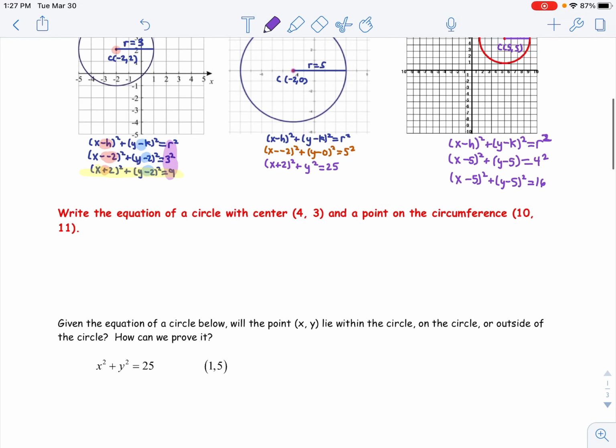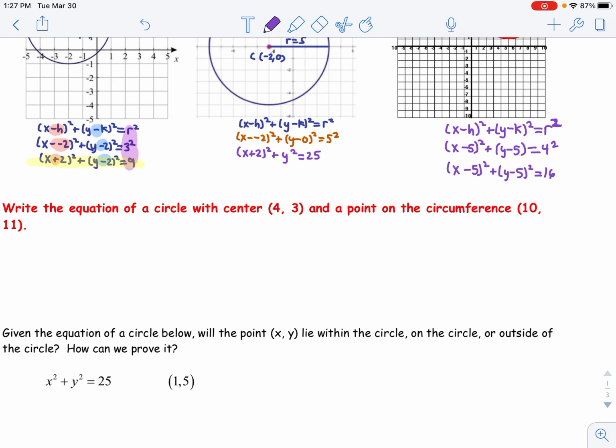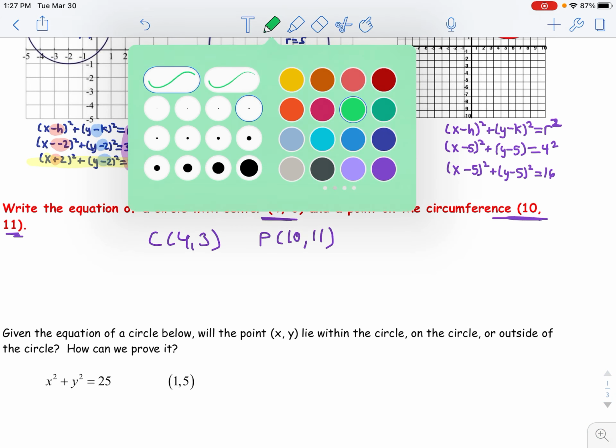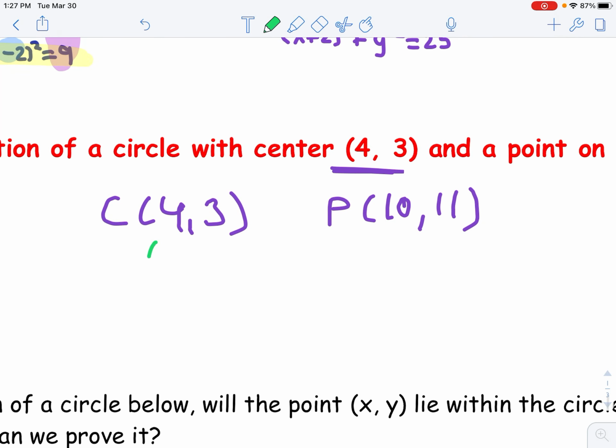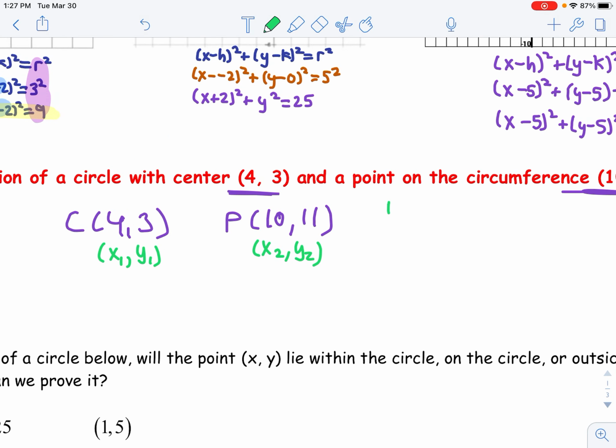All right, we did a problem like this to finish the notes last time. Write the equation of a circle with center (4, 3) and a point on the circumference (10, 11). So center (4, 3), some random point (10, 11). I have to find the length of the radius, and I'm going to do that using the distance formula.